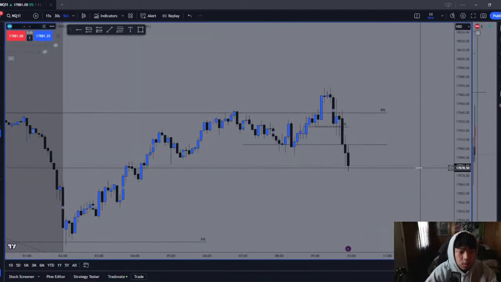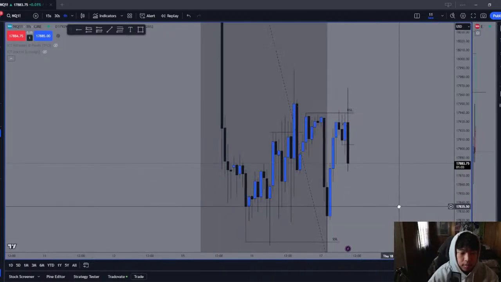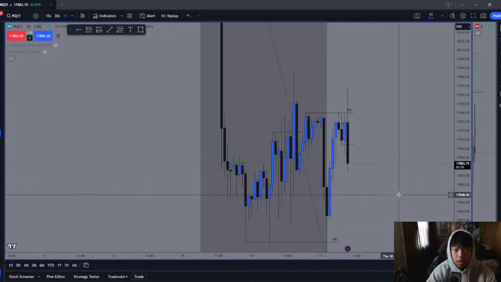All right, this is what we're looking at. If it goes to 151 on Tesla, that would be a big move, so I would be very bearish on Tesla. We'll see what this minute candle does here.